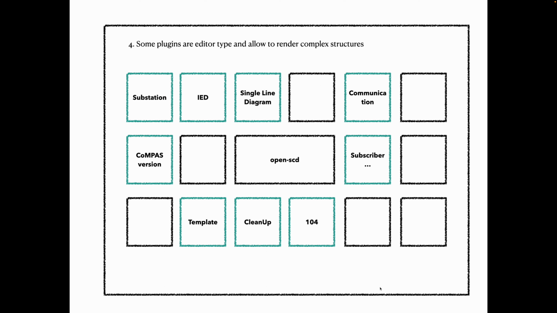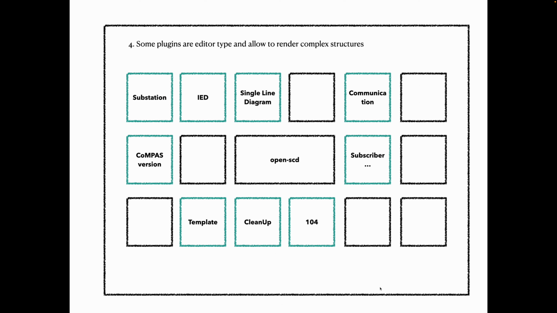Now, some of the modules, some of the plugins that are loaded, are editor type plugins. You can access those through the top app bar by clicking on the various tabs. On the first slide, you saw the example of the substation editor showing the substation section structure in the SCL file. Basically, the editor type plugins allow you to render complex stuff. So the content of the file, for example, or the relationship between signals and other stuff. There are a lot of plugins already in OpenSCD and additional ones in CoMPAS.